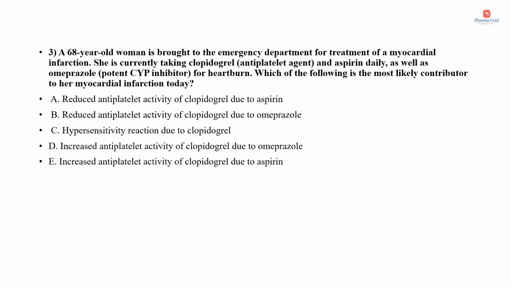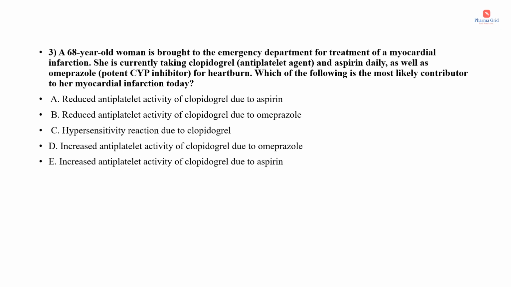Question number 3. A 68-year-old woman is brought to the emergency department for treatment of a myocardial infarction. She is currently taking clopidogrel, which is an antiplatelet agent, and aspirin daily, as well as omeprazole. Omeprazole is a proton pump inhibitor and a potent cytochrome inhibitor. And this omeprazole, the particular patient is taking for heartburn. Which of the following is the most likely contributor to her myocardial infarction today?